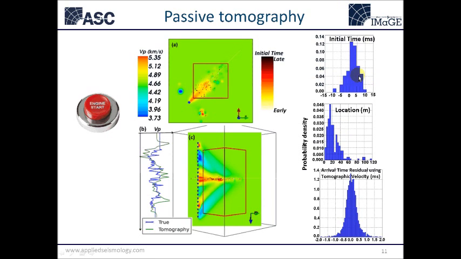As a quality check, we calculate the travel time using the tomographic velocity and compare that with the observation. The differences show almost a Gaussian distribution with a zero mean, and the standard deviation is 0.4 to 0.5 millisecond, and I think it's already below the error you may introduce in the time picking step.